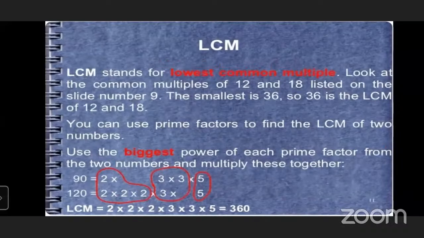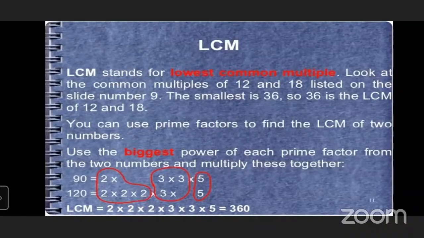Now LCM, lowest common multiple. Now we have listed some multiples of two numbers, that is 12 and 18. The smallest is 36, so 36 is the LCM of 18 and 12. What we have to do is take out the common multiples and check which is the smallest number in it. Whichever is the smallest of the common multiples we have found, that is our LCM.